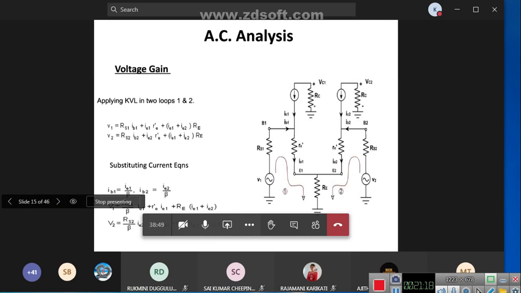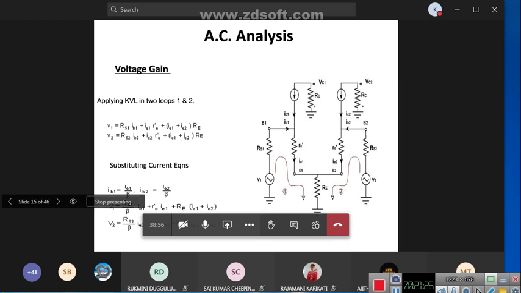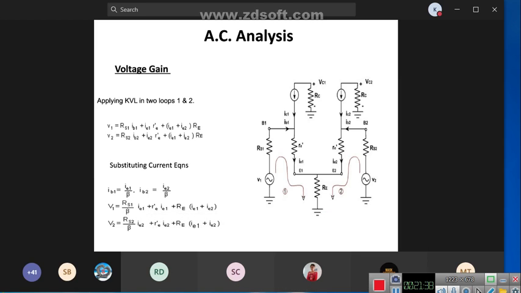So then IB1 equal to IE1 by beta, and IB2 equal to IE2 by beta, right? So if you substitute these equations in V1 and V2, then we will get V1 equal to RS1 by beta into IE1 plus RE dash into IE1 plus RE into IE1 plus IE2. In a similar way, V2 equal to RS2 by beta IE2 plus RE dash IE2 plus RE into IE1 plus IE2.